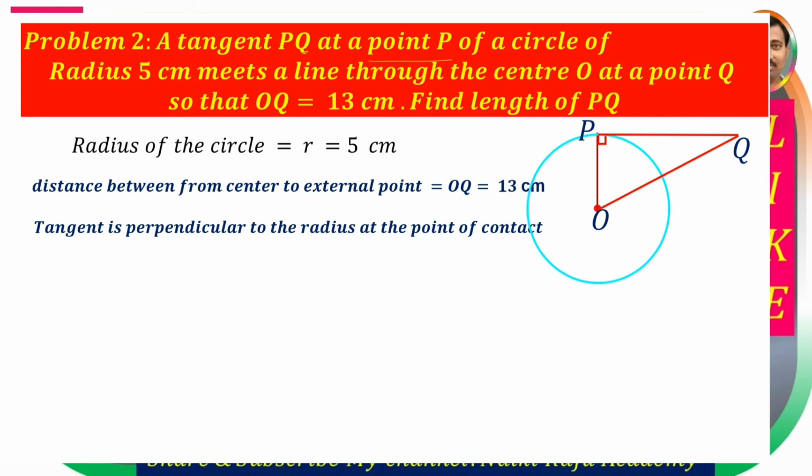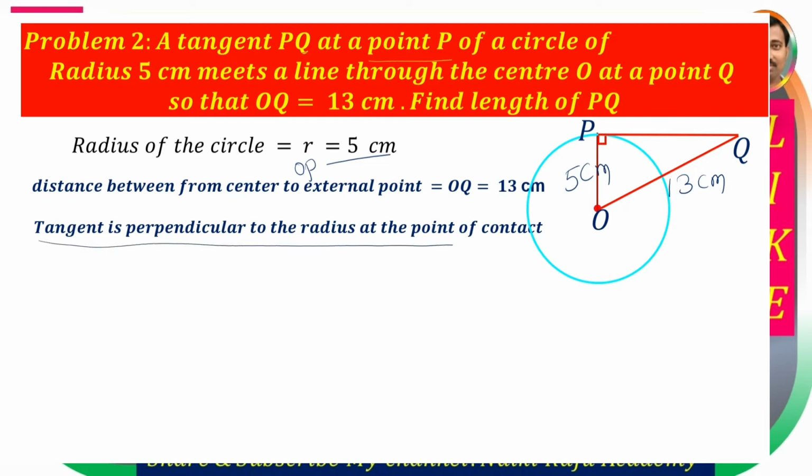So the radius is 5 centimeters, and Q is the external point. OQ is equal to 13 centimeters. Here PQ is the tangent. It is the same problem, so write the data. The radius of the circle is 5 centimeters, so OP is equal to 5 centimeters. The distance from the center to the external point, OQ, is equal to 13 centimeters. We know that the tangent is perpendicular to the radius at the point of contact.